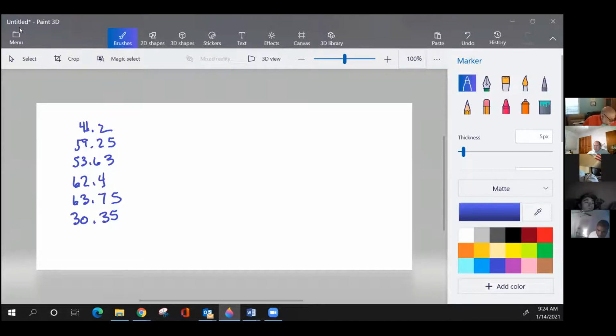The amount of power used in the electrical maintenance shop is as follows. April was 41.2 kilowatt hours. May, 59.25 kilowatt hours. June, 53.63 kilowatt hours. July, 62.4 kilowatt hours. August, 63.75 kilowatt hours. September is 30.35 kilowatt hours. What is the average monthly power usage? Express the answer to the nearest hundredth.